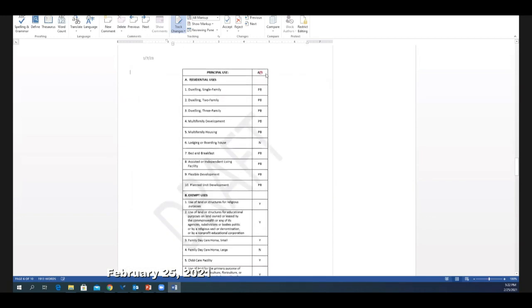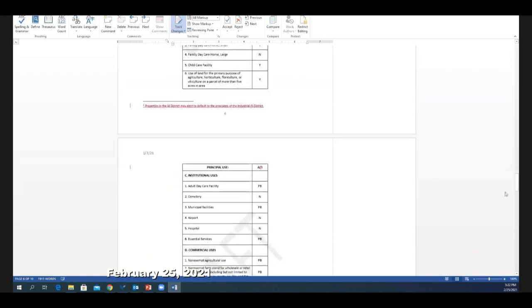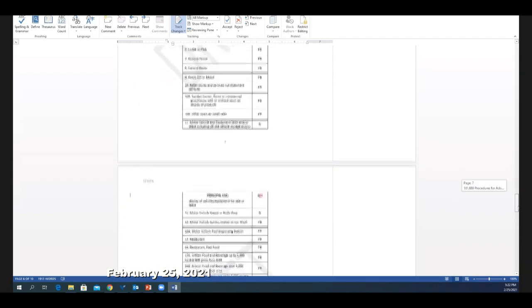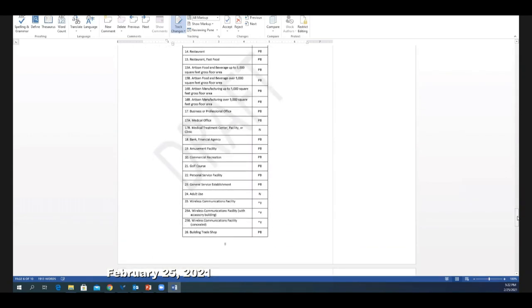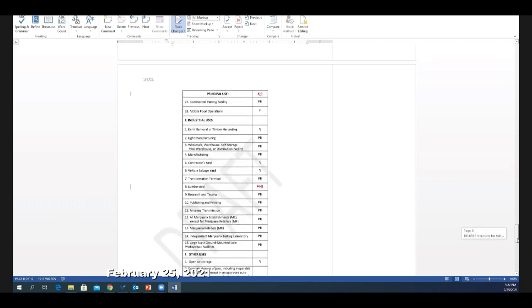One of the items we note with a footnote is that properties in the AI district may elect to default to the provisions of the industrial district, as mentioned before. We could certainly go through these now. It would be my recommendation that we pause and look at it with the full table later this evening. I think that's a good idea. Why later? A lot of the questions that you might have might be better explained looking at how they relate to how we regulate this use in other districts. But we could certainly go through them now.